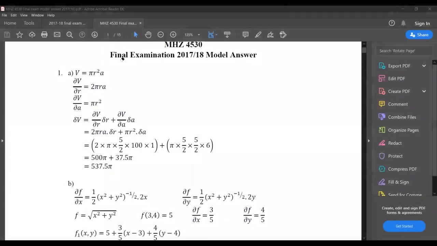At the cylinder, we simply know the formula for the volume. For the cylinder, it's V equal to pi r squared A. So here for height, they have used A. And since both the radius and the height are changing, here they have done the partial derivation using the radius.